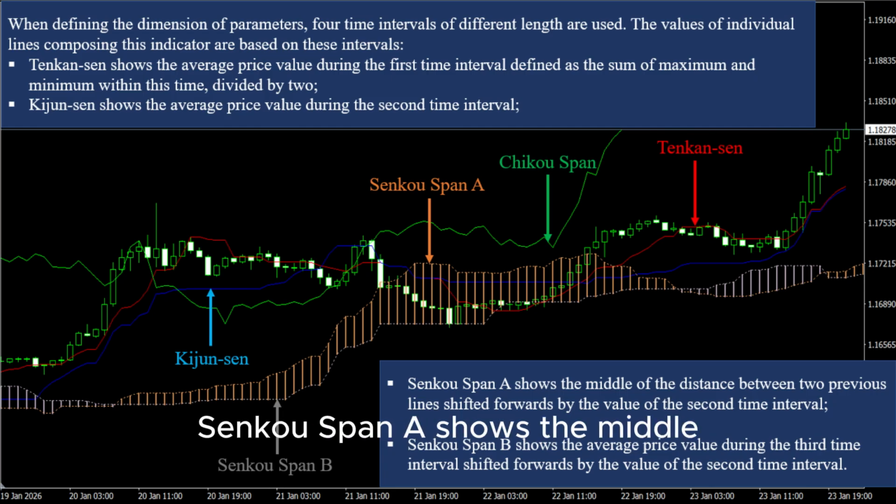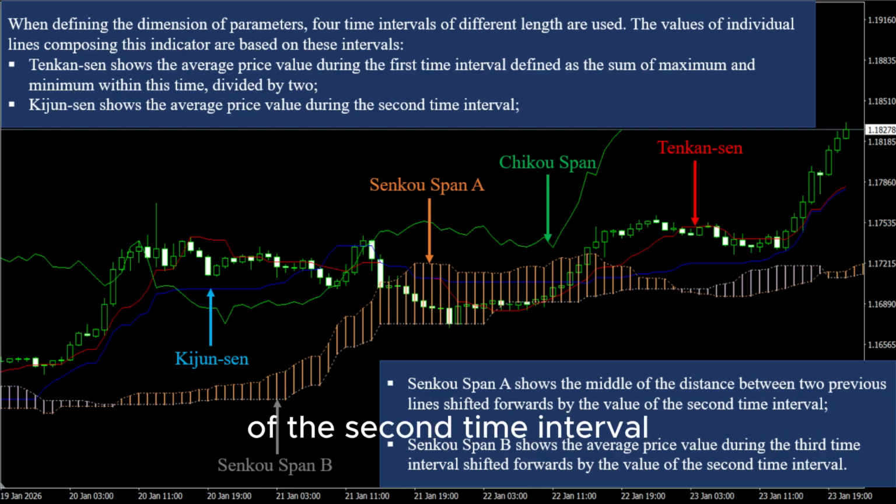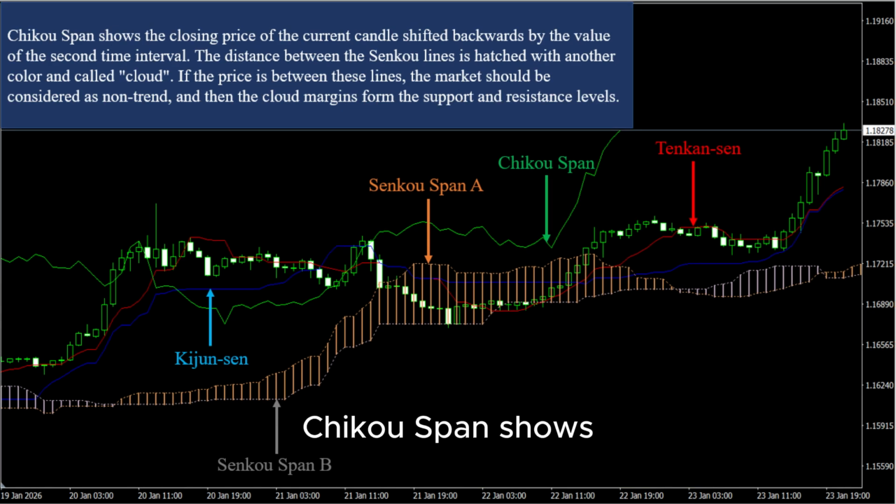Senkou span A shows the middle of the distance between 2 previous lines shifted forwards by the value of the second time interval. Senkou span B shows the average price value during the third time interval shifted forwards by the value of the second time interval. Chikou span shows the closing price of the current candle shifted backwards by the value of the second time interval. The distance between the Senkou lines is hatched with another color and called cloud.